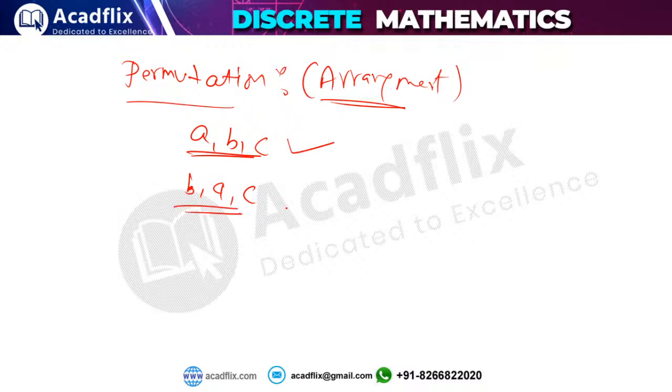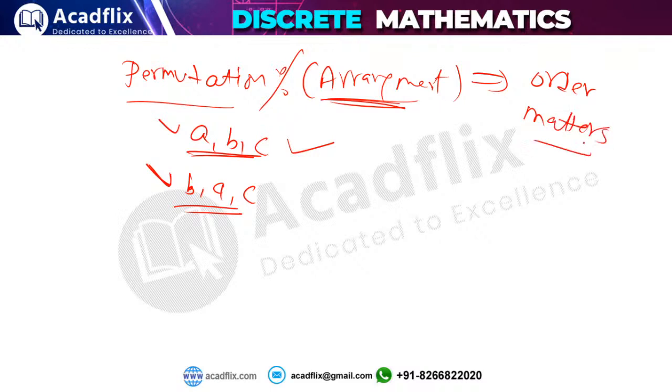This is another arrangement, or you can remember this is another permutation, it has another name, arrangement. This is a different permutation. Why? Because now in this permutation B is in the first place, A is in the second place. So basically in permutation, order matters. For example, this BCA is a different permutation.